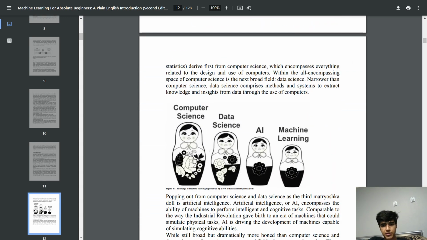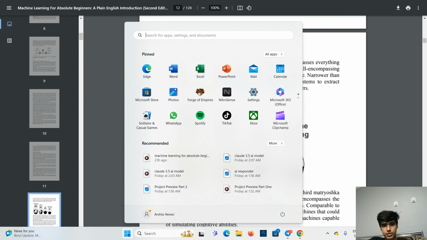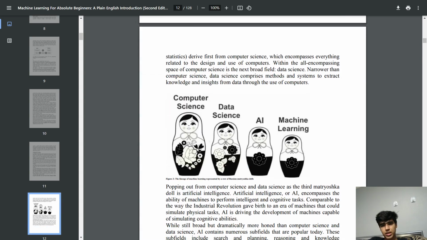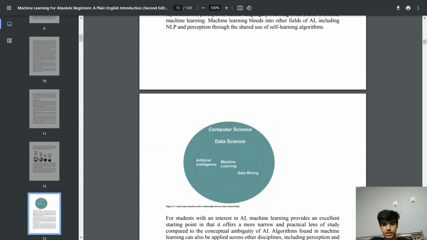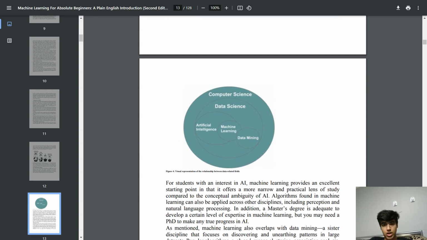So here we even have a category, computer science. It's explaining that machine learning is under AI, AI is under data science, and data science is under computer science. So computer science is everything. We have this circle here, which is computer science, and inside that we have data science, and inside that we have AI, machine learning, and data mining. And inside the AI, we have machine learning. So we understand from this picture that machine learning is in the category of AI.